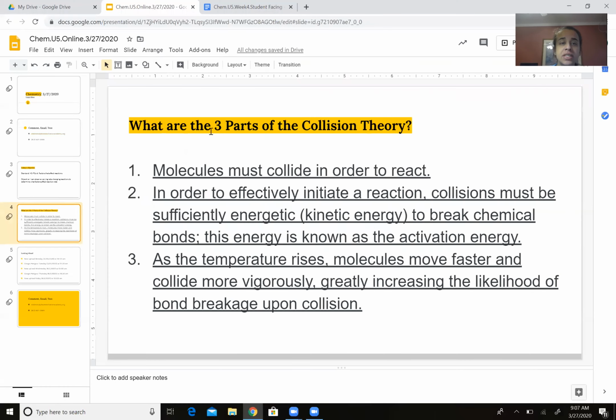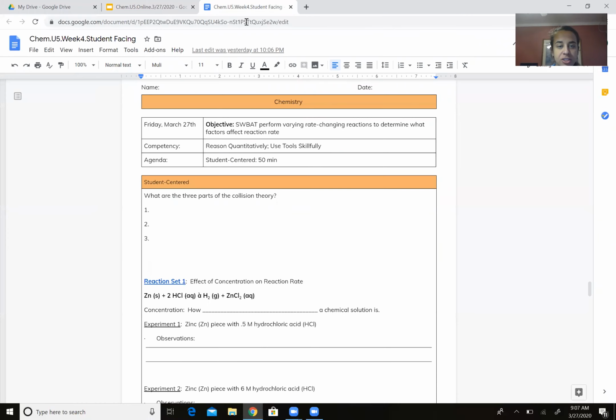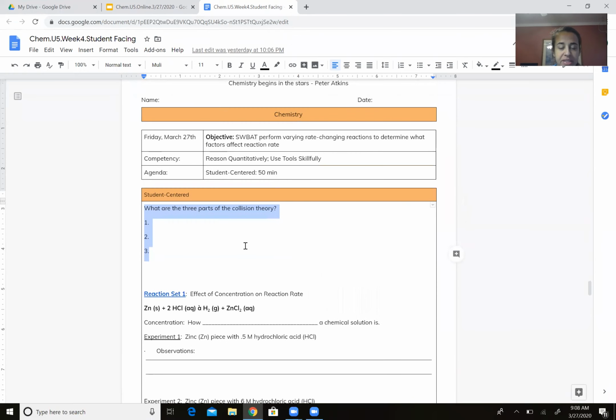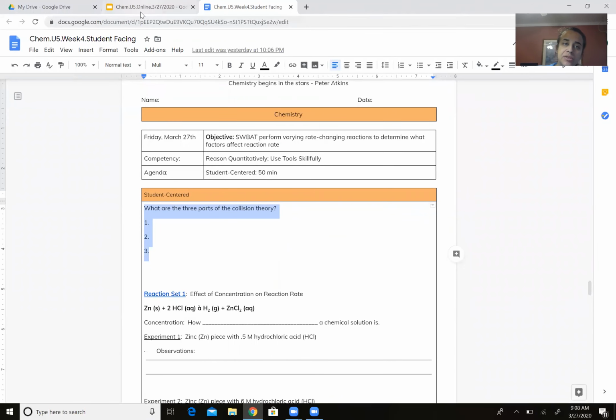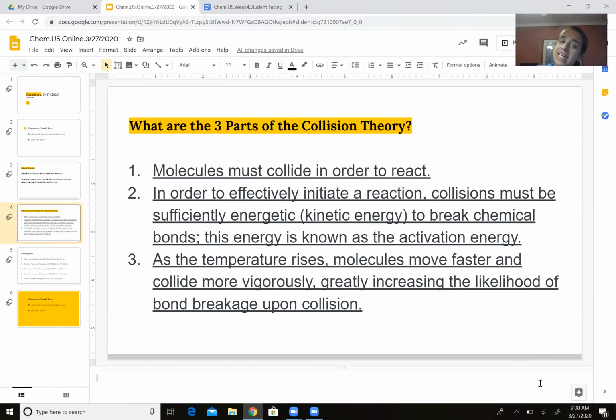So first things first, let me show you where we are on the packet. We're at the middle of page 9. We're going to quickly write a couple of notes about the three parts of collision theory, which is the theory of how gases behave. So in order to create a reaction, what needs to happen? And then we're going to get into you watching the videos of the demonstration. So copy these down as we're writing them. Pause the video, pause me as needed.